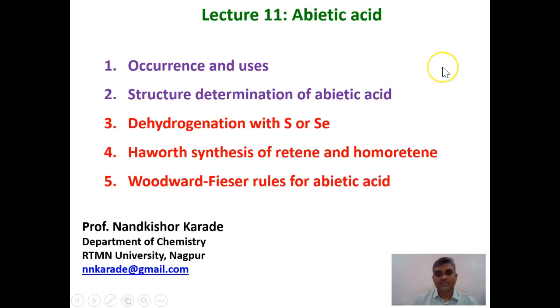Welcome to the 11th lecture on terpenes and terpenoids. In this lecture series, we are going to discuss the chemistry of three diterpenoid molecules. The first one is phytol, the second one is abietic acid, and the third one is vitamin A.